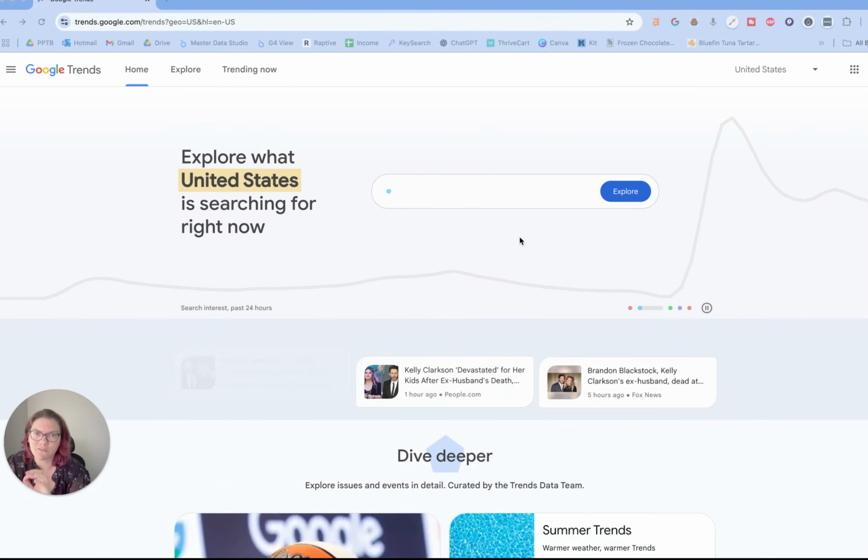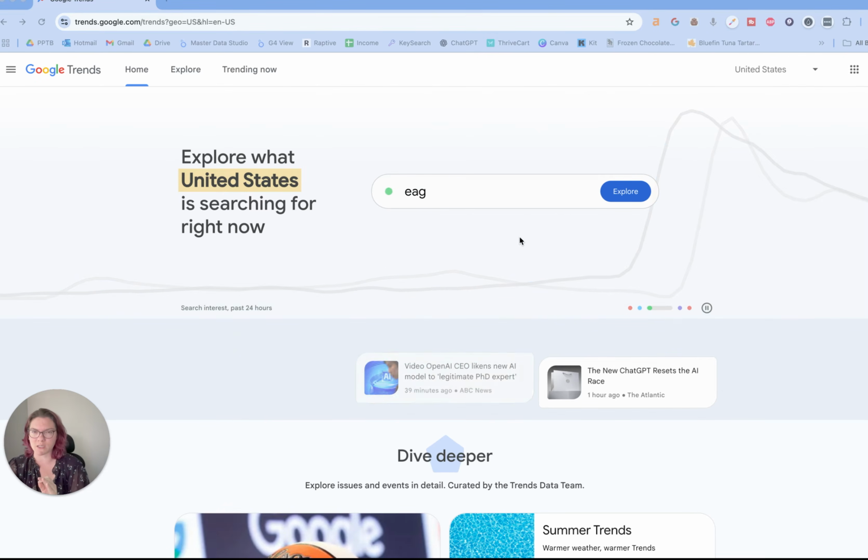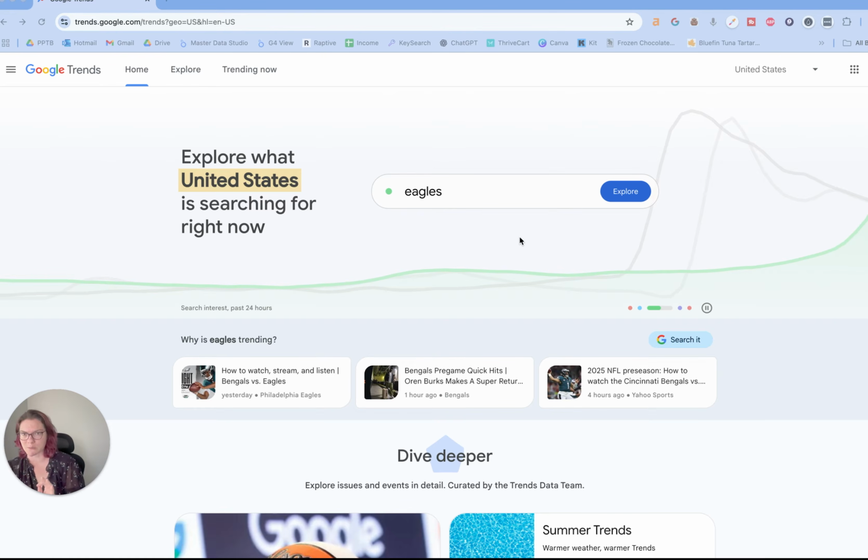I'm going to show you my favorite free tool for keyword research that no one talks about enough, and the people that are talking about it aren't using it the right way. And I'm not saying that to be clickbait. I'm genuinely confused why no one is using it properly. This is Google Trends. Google Trends is a free tool from Google.